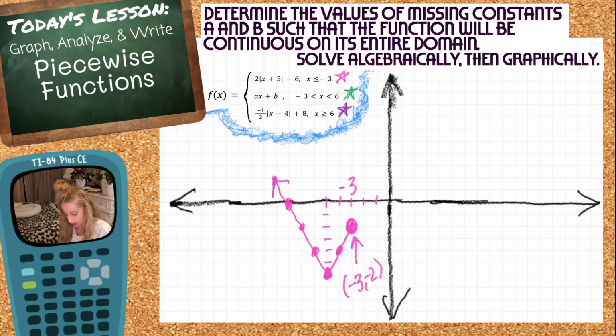Now for the purple, another absolute value. This was right 4 and up 8. 1, 2, 3, 4, up 1, 2, 3, 4, 5, 6, 7, 8. There's the vertex. But we only see this graph, we're not going to see that vertex when x is greater than 6. And -1/2, so it's down 1, out 2. So while it normally kind of looks something like this, we're starting our visual over here at this point.